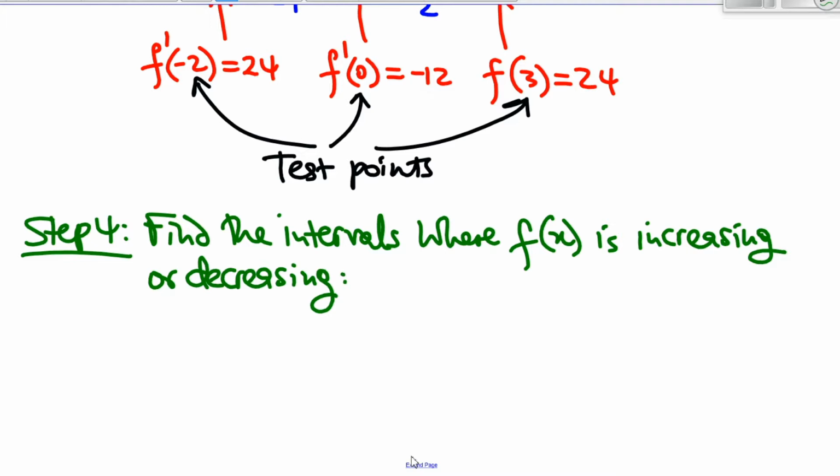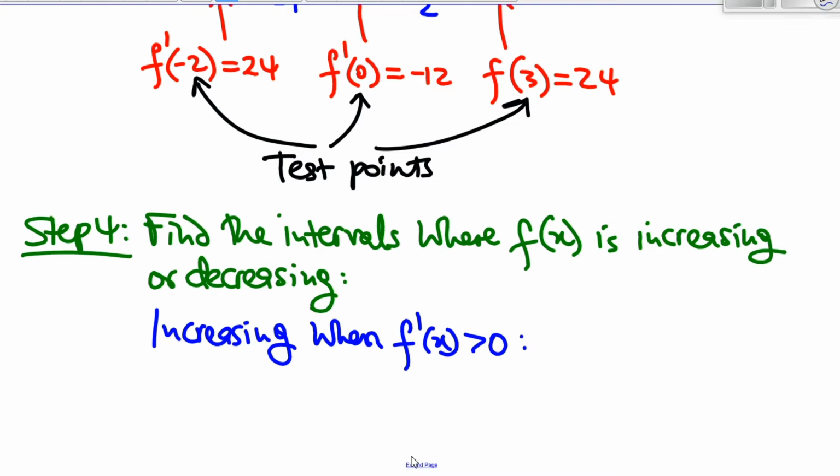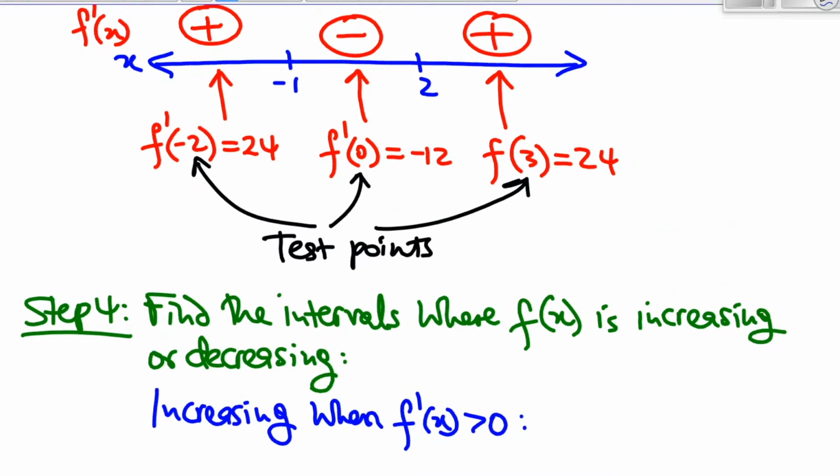Okay? And we can go ahead and say, all right, so where will this function be increasing? Where is the first derivative greater than 0? The function will be increasing when the first derivative is greater than 0. So we just need to inspect on the graph where it is greater than 0. And that will be when x is less than negative 1 and when x is greater than 2.